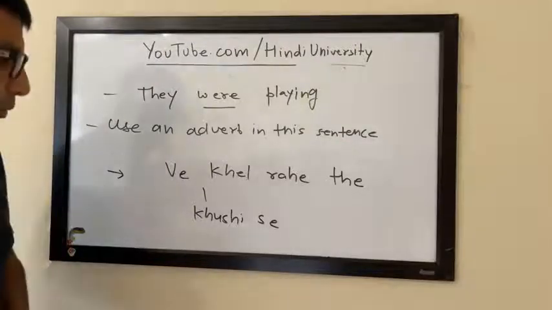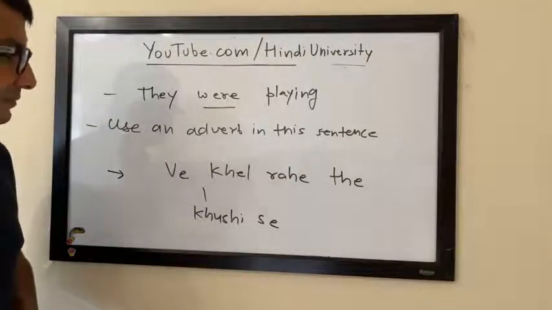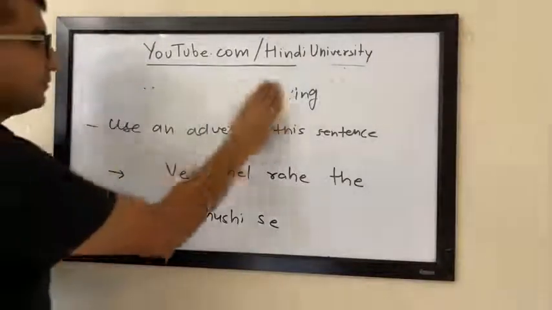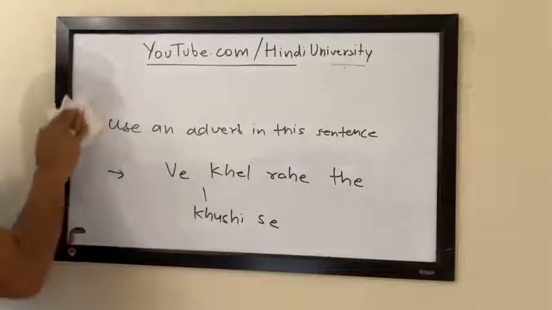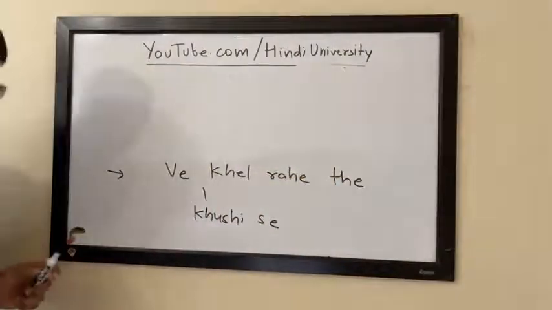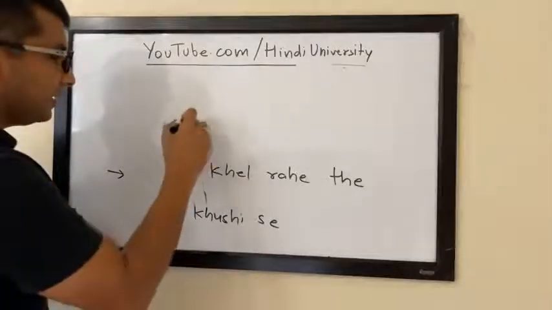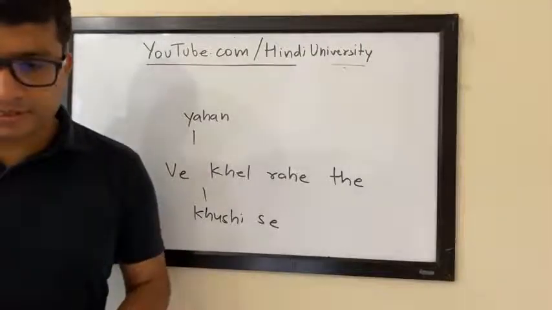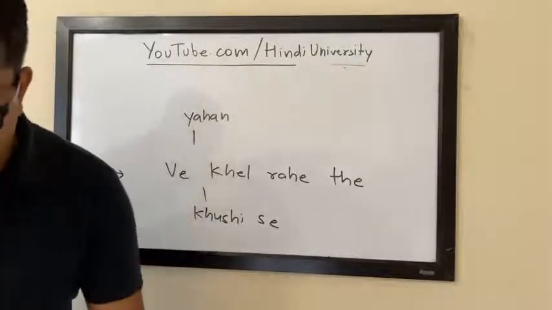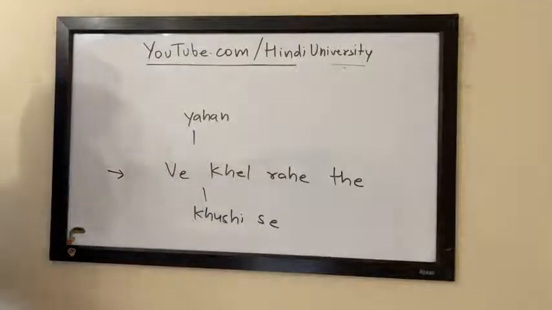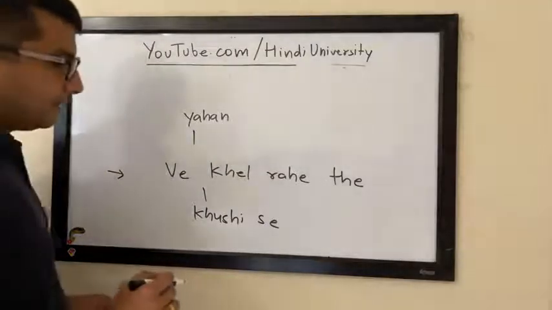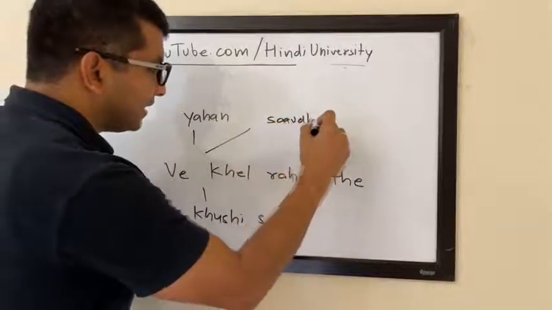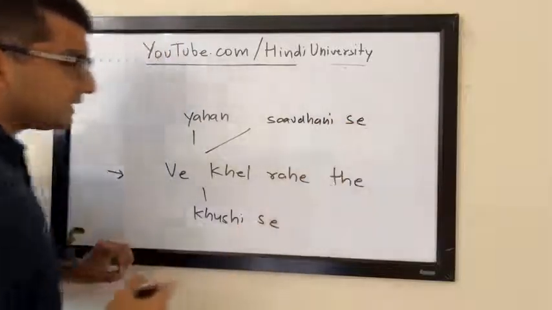Great. JD. वे यहाँ खेल रहे थे. Location-based adverb. Great. Let's see. Kelly ji. वे सावधानी से खेल रहे थे. Very good.